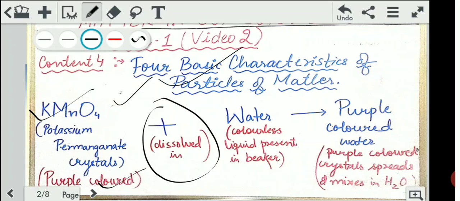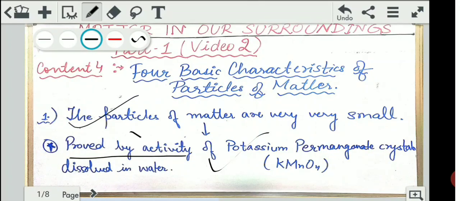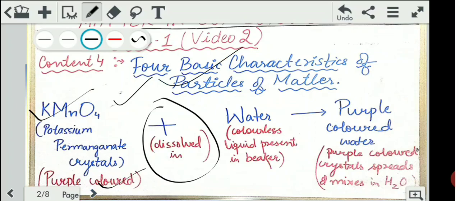So hence I am clear with the first point which I had made you understand, that the particles of matter are very, very small. This is the first characteristic of particles of matter, and we have shown this by the KMnO4 activity, in which the particles of both KMnO4 and water have intermixed so quickly for the even spread of purple color in the water, showing us that the size of the particles is immensely small, that helps them to mix in seconds, right? So this is the first activity, first point, first characteristic of particles.